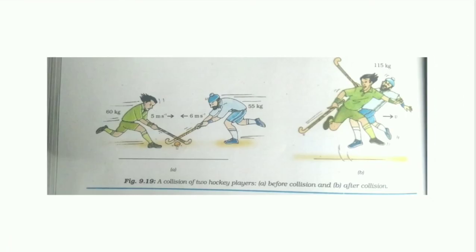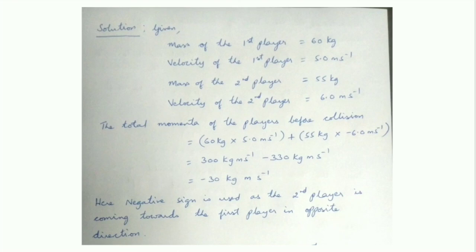Now here in figure A, we find the two hockey players running towards each other in opposite directions before the collision. Figure B shows the scene after the two players collide with each other. Now the total mass is 115 kgs and their velocity after collision is v meters per second. Here, first, let us understand the meaning of the word entangled. Entangled means the two players are stuck together after the collision.